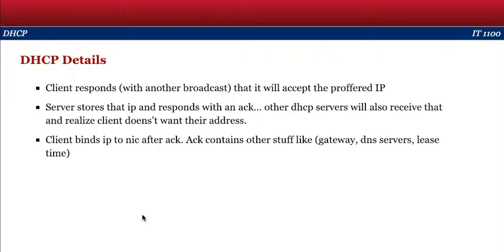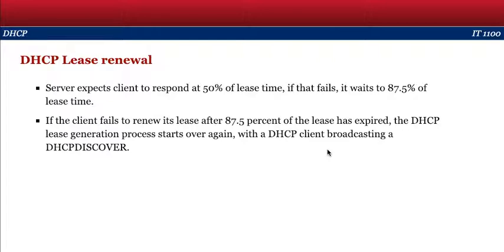Other DHCP servers will also receive that first message, and they will know that they aren't the ones serving this client, so they won't participate anymore. The client binds the IP to the network interface card after the acknowledgement. The acknowledgement contains other stuff as well, at least how long you can have this address. That's pretty important because we don't want to just give them an address forever. So DHCP has a lease time, which says how long this address is good for.